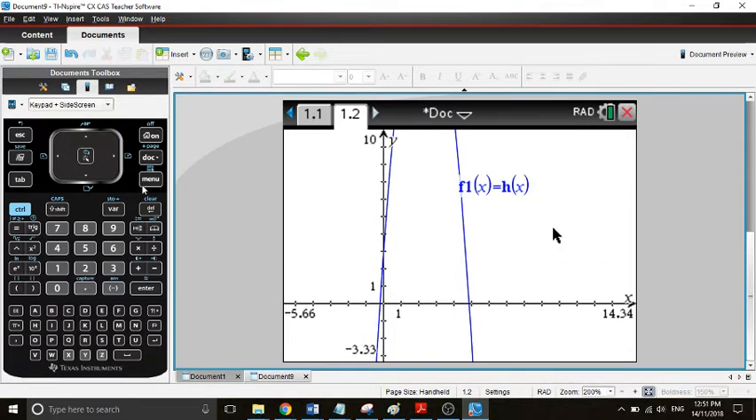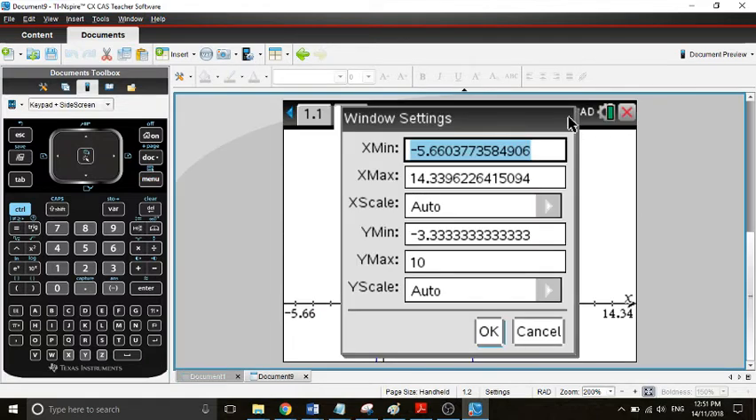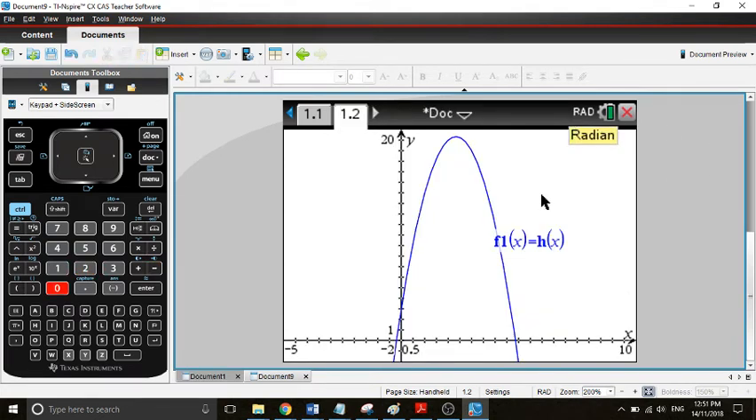So I'm going to change my window settings. I've got an x min of -5, that's fine. I've got a maximum of, say, we can go up to 10. We've got a y minimum of -2, and we'll go for a y maximum of 20. I think that's safe. Yeah, there we go. So that's what it kind of looks like.